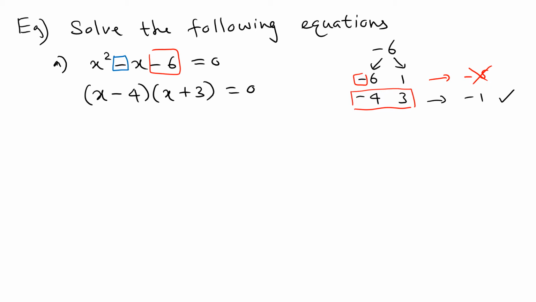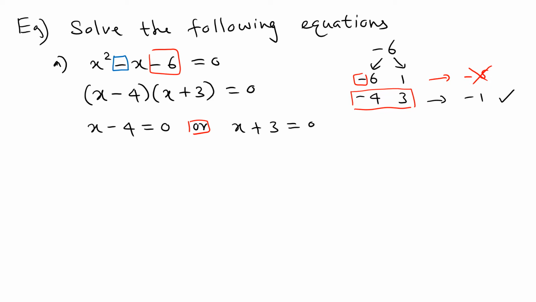Then we factor it, and according to the argument, we set each factor equal to 0. So x minus 4 equals 0, or, because we know this is a product, if the product is 0 we don't know exactly which one is 0. That's why we use the word or: one of them has to be 0. So x plus 3 equals 0.